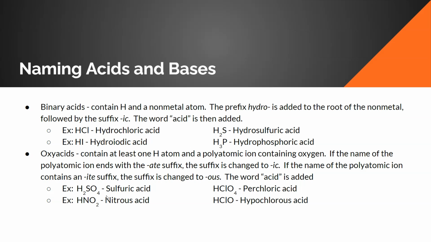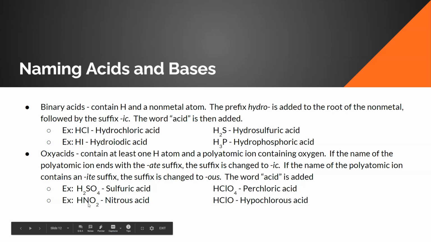So some examples. H2SO4. SO4 is the sulfate ion. So I'm going to change sulfate to sulfuric. So I changed the ATE to IC. Acid. So this is sulfuric acid. With HNO2, NO2 is nitrite ion. So ITE becomes OUS. So this becomes nitrous acid.